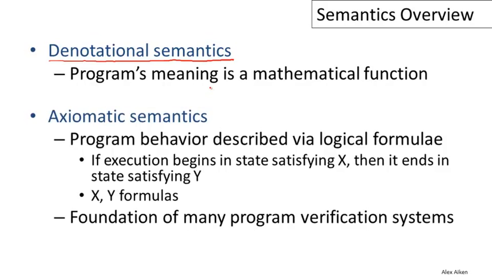And another important approach is axiomatic semantics, where program behavior is described in some kind of logic. The basic kind of statement that you write in an axiomatic semantics is that if execution begins in a state satisfying X, then it ends in a state satisfying Y, where X and Y are formulas in some logic. And this is a very common foundation for systems that analyze programs automatically, that try to prove facts about programs, either to prove that they're correct or to discover bugs in programs.